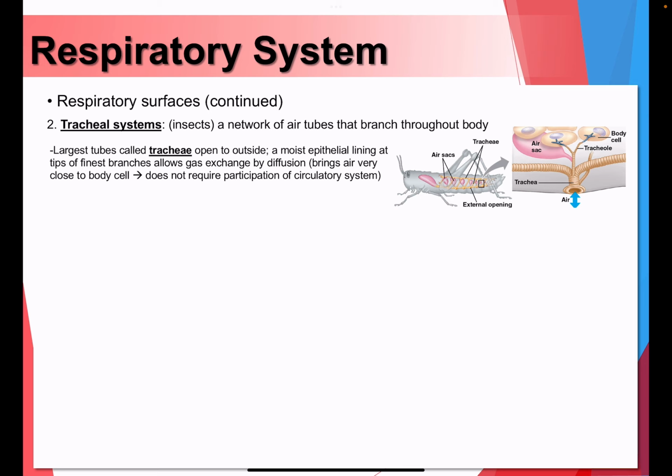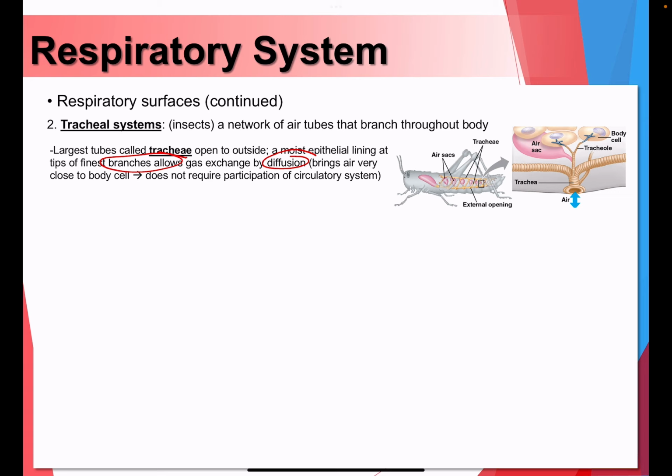The largest tubes are called the tracheae, which open to the outside. And of course, like I said, they have to be moist. There's a moist epithelial lining at the tips of these finest branches for gas exchange. Those tips end with air sacs that allow for diffusion of oxygen and carbon dioxide. Through this network of air tubes, oxygen is brought to every cell in the body.